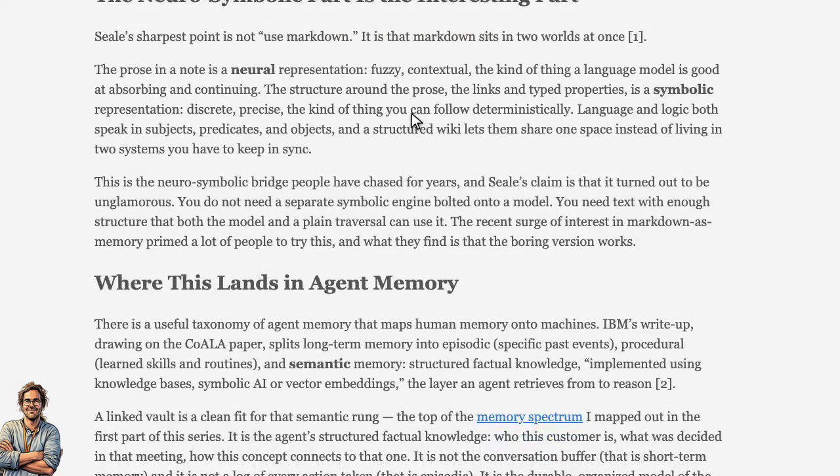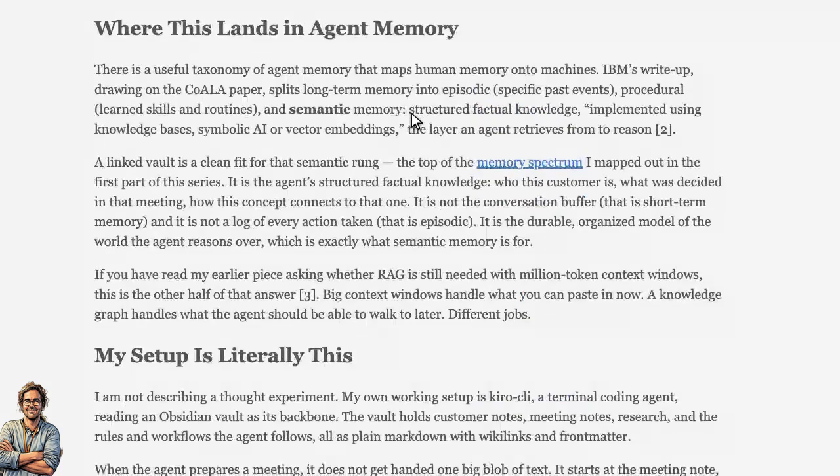Here is the interesting part. The prose in a node is a neural representation. Fuzzy, contextual, the kind of thing a language model absorbs. The structure around it, the links and typed properties, is a symbolic representation. Discrete and precise, the kind of thing you follow deterministically. This is the neuro-symbolic bridge people chased for years, and Seal's claim is that it turned out to be unglamorous. The boring version works.